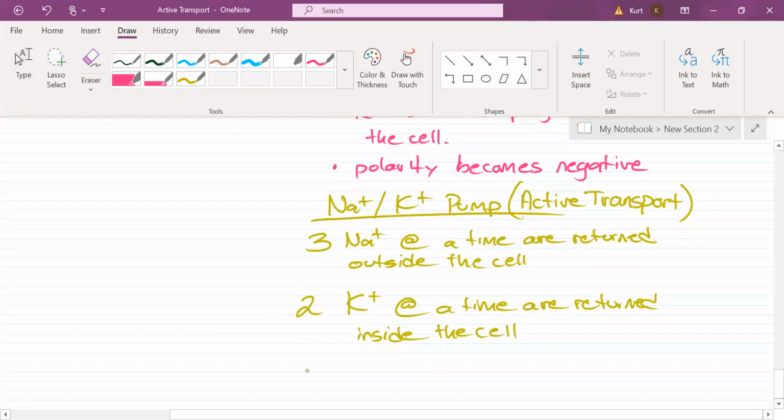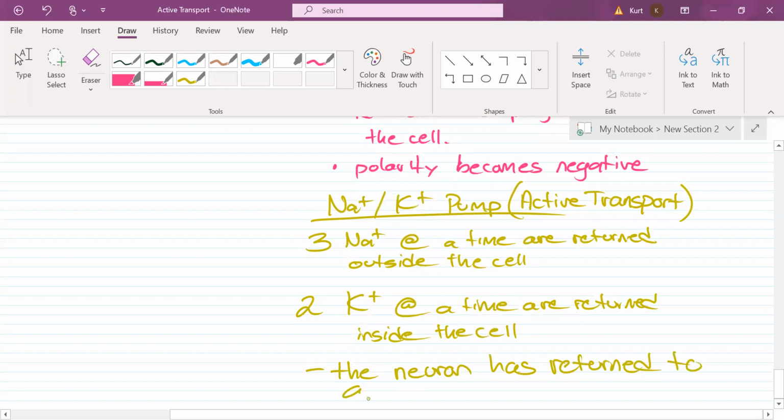So right now, the neuron has returned to a resting potential. And what was the millivoltages of a resting potential? Negative 1, or excuse me, yeah, negative 70. I was going to say 170.